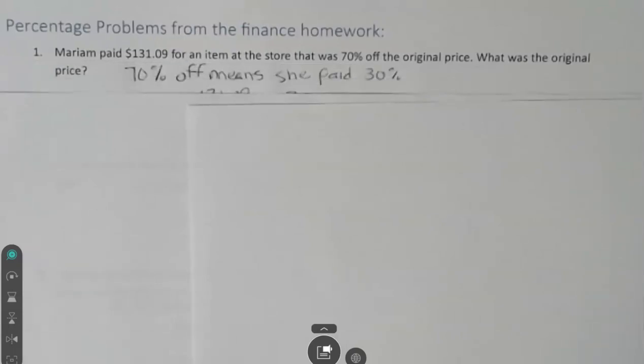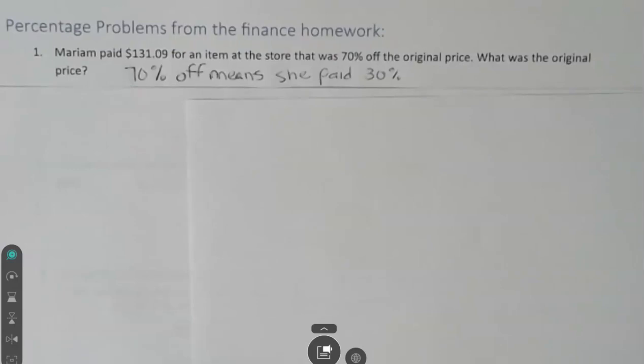In this first one, it says someone bought an item for $131.09. That was 70% off the original price. What was the original price? So if someone has 70% off, that means they are paying 30%. 70% off means that they paid 30%.